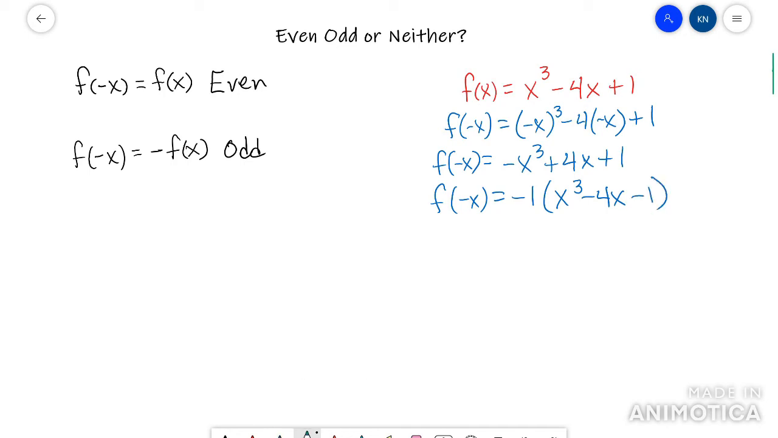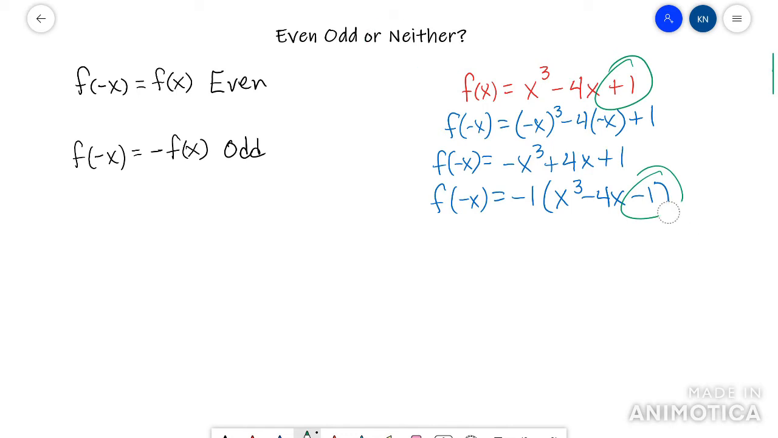Okay, now look at this part here in the parentheses. It does not match my original. The end part, the minus 1, does not match this plus 1 that I needed. So this would be an example of a neither.